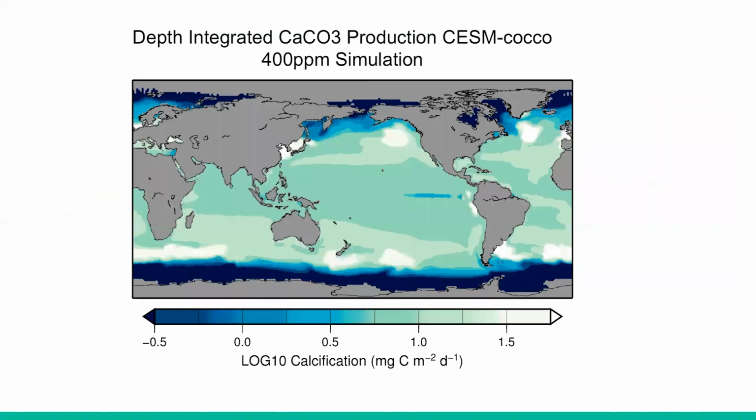Okay, so this is now some output from the model. As we can see in the high latitudes, this is where we have high flux of calcium carbonate. This is where there are a lot of coccolithophores, and it matches up with satellite data.